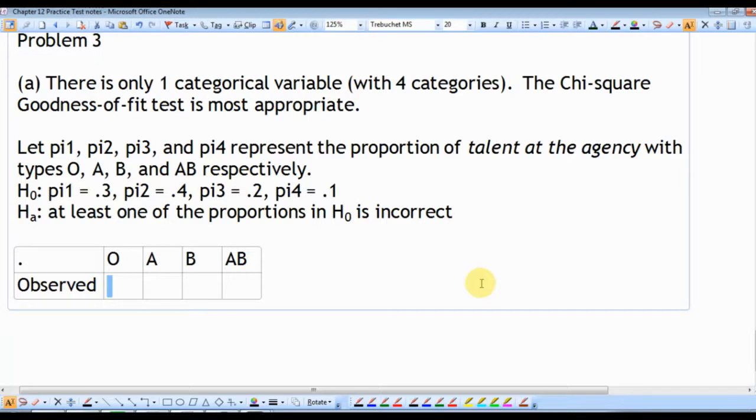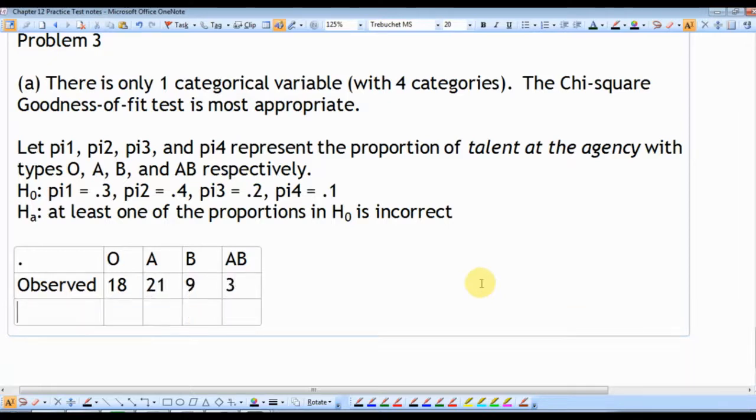So what was this? 18, 21. Tell me if I'm off. 9 and 3. Hypothesized proportion: 0.3, 0.4, 0.2, 0.1.